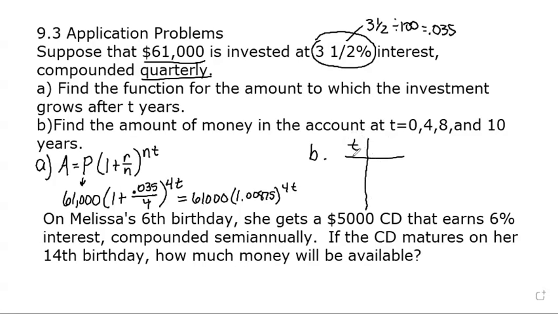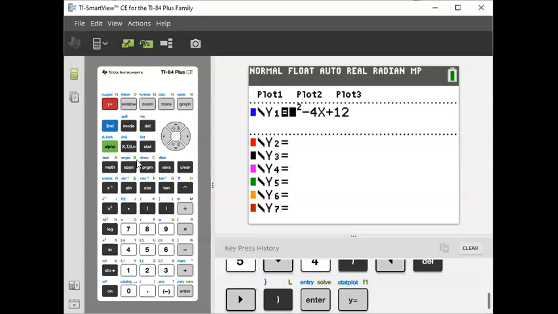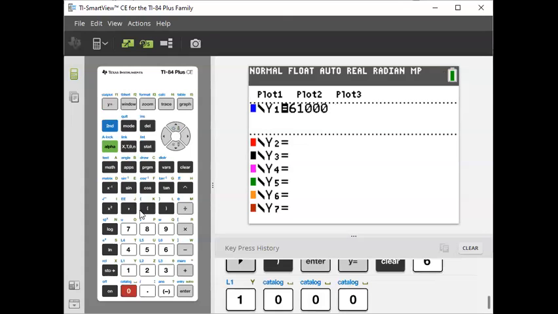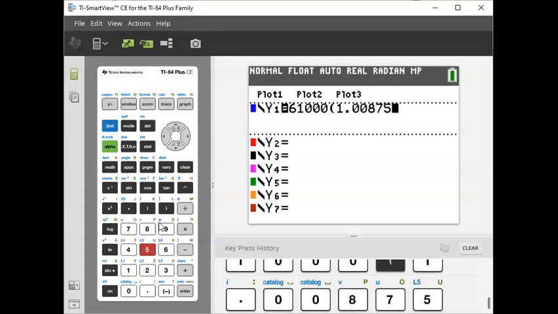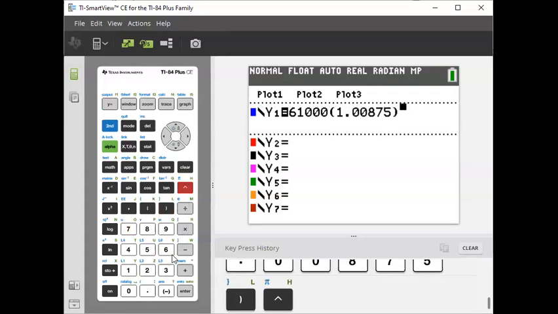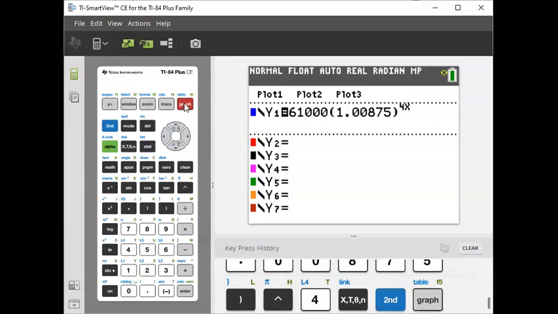So if we know that T is supposed to be 0, 4, 8, and 10, and we're supposed to find those values, the easiest thing for us to do would be to go to our graphing calculator, go to y equals, and get those from our table. We could just type in 61,000, times 1.00875 raised to the 4, and we're not going to be able to put in a t, but we would use x instead. And then we would look at our table.